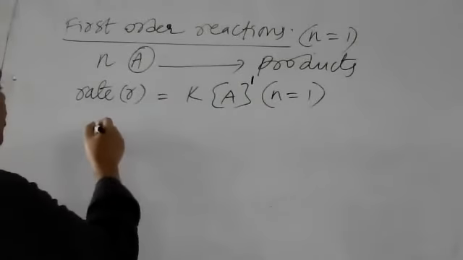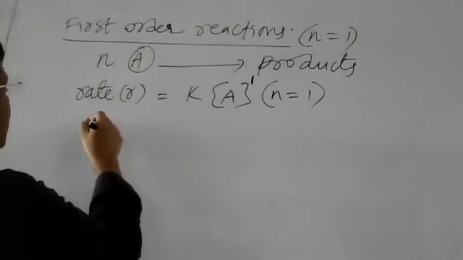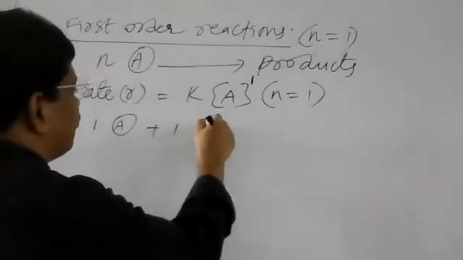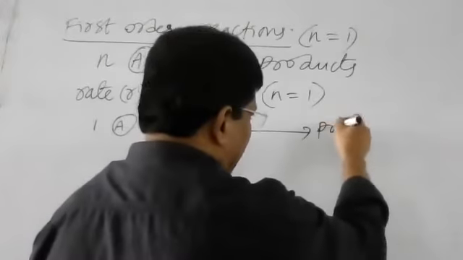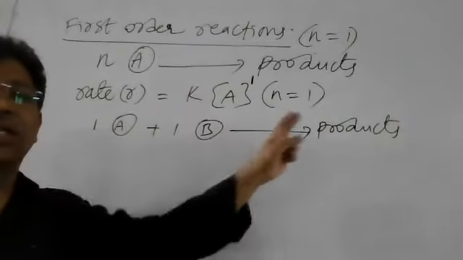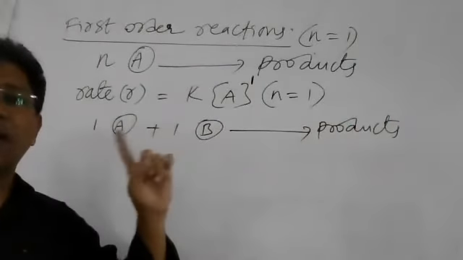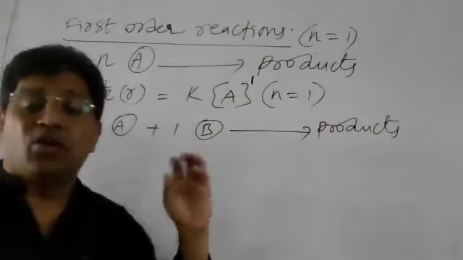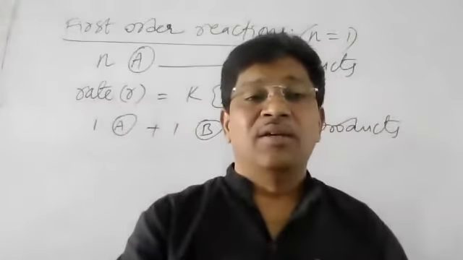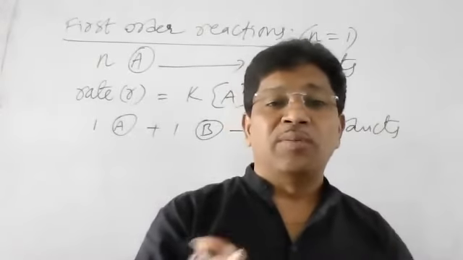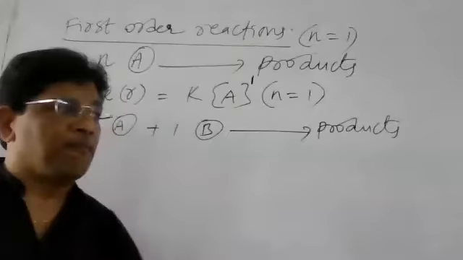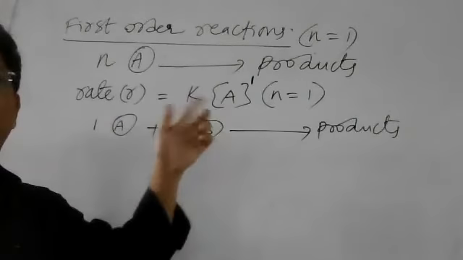Suppose I am taking here 1 mole of A plus 1 mole of B giving rise to products. Is that clear? 1 mole of A plus 1 mole of B giving products. Now here the molecularity of the reaction is 2, as 1 molecule of A collides with 1 molecule of B. From the reactants, only 2 molecules are colliding simultaneously. So the molecularity is 2 here. But the order of reaction is 1. We are discussing examples for order of reaction 1.